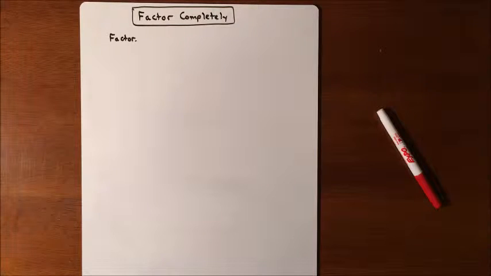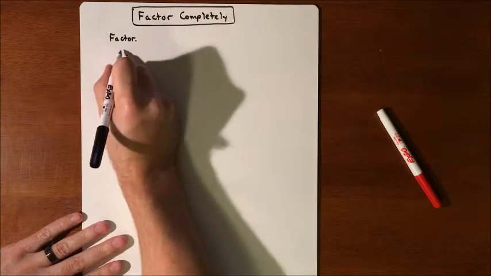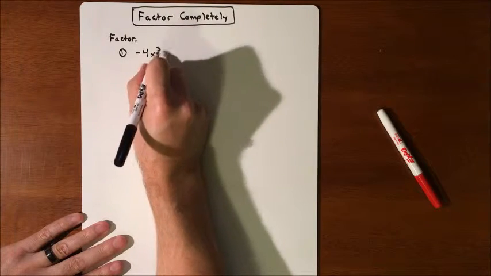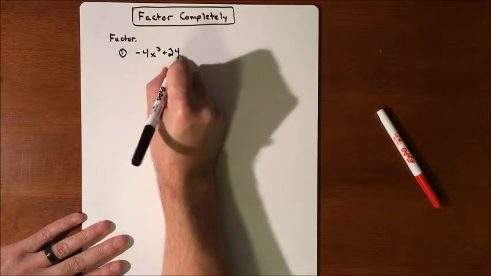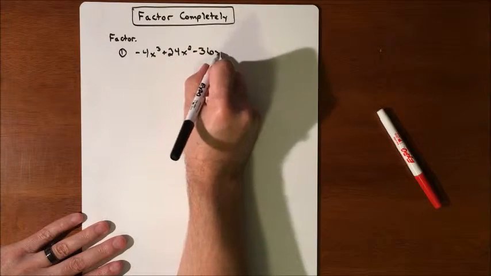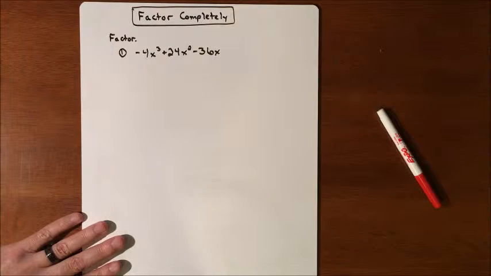In this lesson, we're just going to practice factoring a couple different situations all combined together. So the first problem is we're going to have negative 4x cubed plus 24x squared minus 36x. And we're going to try and factor it completely.